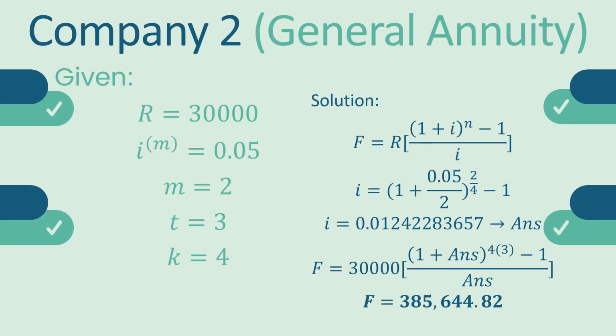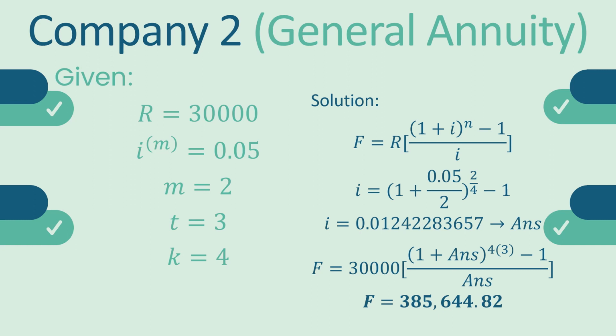We are now done in computing the future value of Company 1, so next we will compute the future value of Company 2. From the problem, we know that R is 30,000 pesos, the rate is 0.05, M is 2 since it is compounded semi-annually, T is 3, and K is 4. Since the compounding period and the payment interval are not the same, we will use the formula of computing the future value of a general annuity.